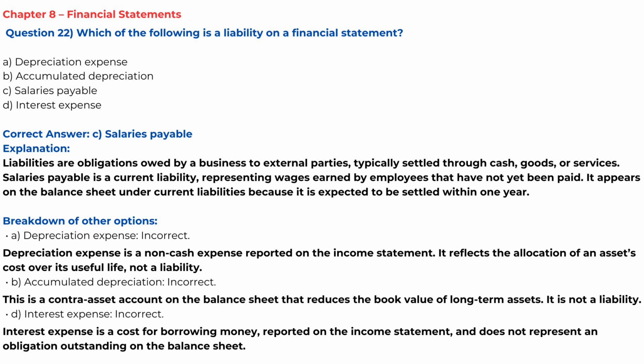Breakdown of other options. A. Depreciation expense. Incorrect. Depreciation expense is a non-cash expense reported on the income statement. It reflects the allocation of an asset's cost over its useful life, not a liability. B. Accumulated depreciation. Incorrect. This is a contra-asset account on the balance sheet that reduces the book value of long-term assets. It is not a liability. D. Interest expense. Incorrect. Interest expense is a cost for borrowing money reported on the income statement and does not represent an obligation outstanding on the balance sheet.